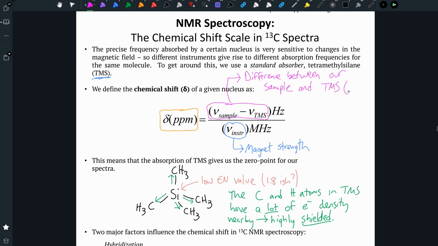And TMS is, remember, our 0 point. So this is saying, how different is this from TMS? And then we're dividing it by the magnet strength in our particular NMR machine to give us a consistent scale from machine to machine. Okay, that's the only point of this, is this gives a consistent scale from machine to machine.